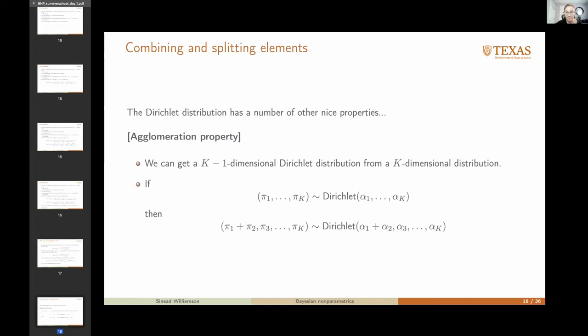So if you're stuck with nothing to do tonight, this is actually fairly easy to prove from that definition of the Dirichlet that we saw earlier. But I'm not going to go into the proof because we got enough math for today.